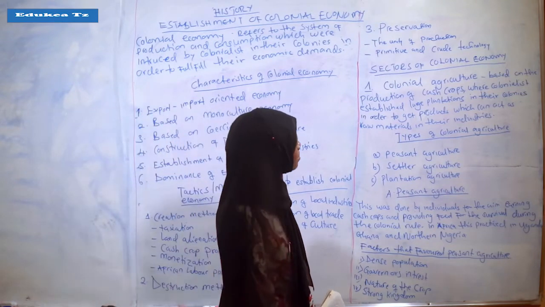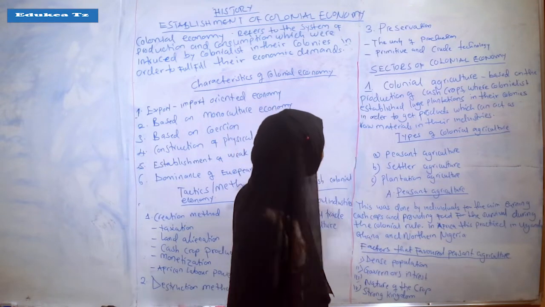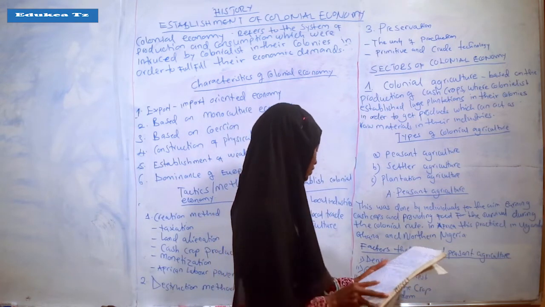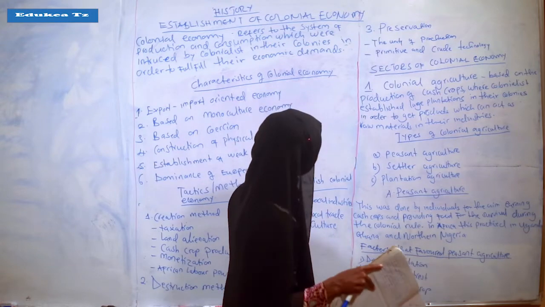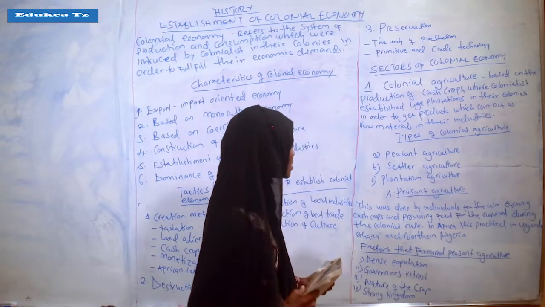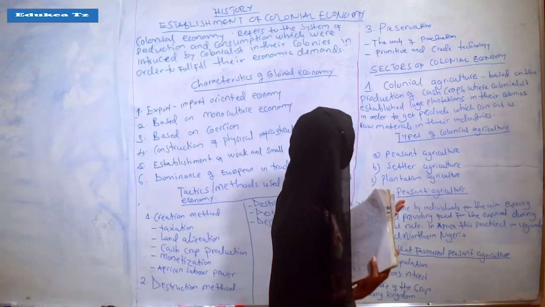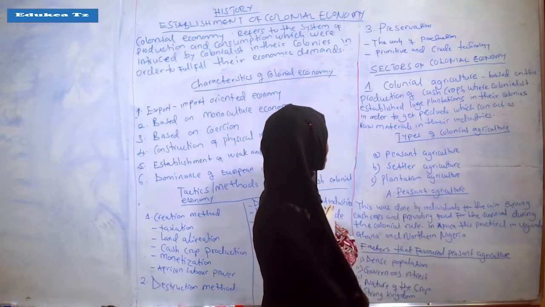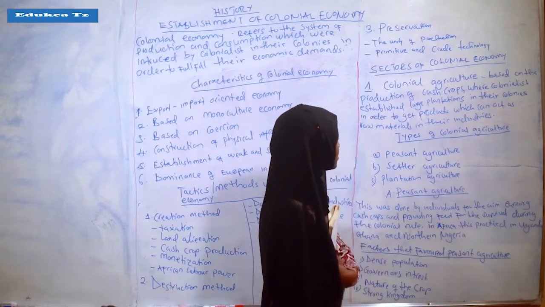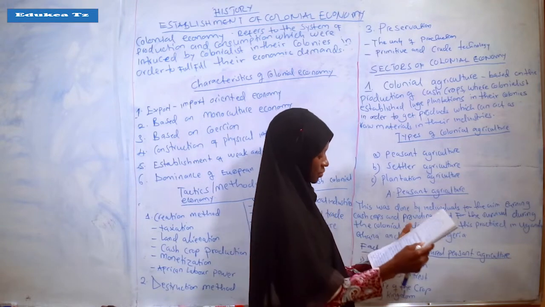The next part is preservation. This is another method which was used by colonialists to establish the colonial economy. Preservation means that after the coming of colonialists, they didn't destroy everything, though they established their economy. The first thing which Europeans preserved is the units of production.